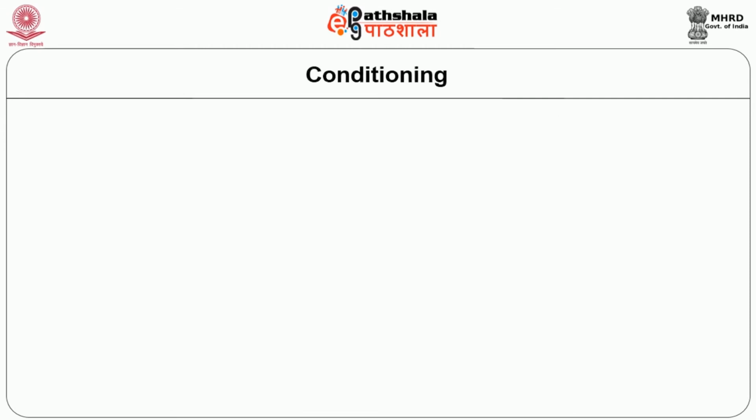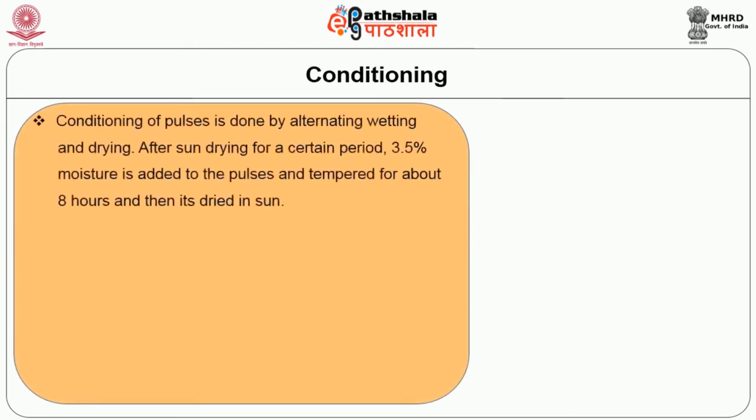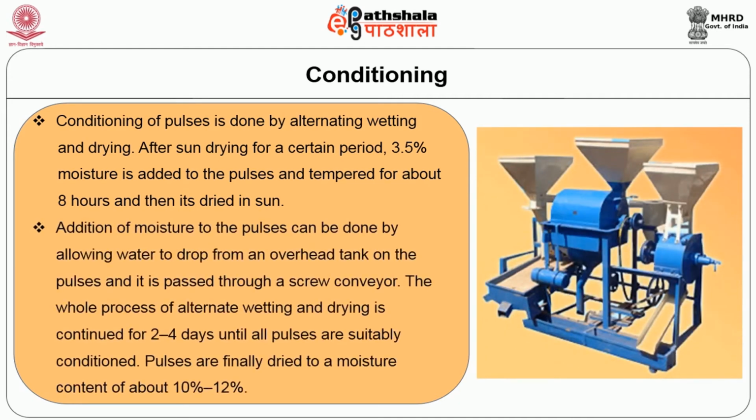The next one is conditioning. Conditioning of pulses is done by alternating wetting and drying. After sun drying for a certain period, 3.5% moisture is added to the pulses and it is tempered for about 8 hours and then it is dried in the sun. Addition of moisture to the pulses can be done by allowing water to drop from an overhead tank on the pulses as it is passed through a screw conveyor.